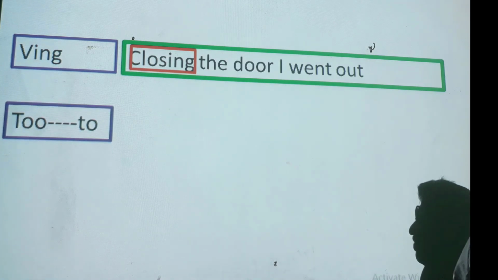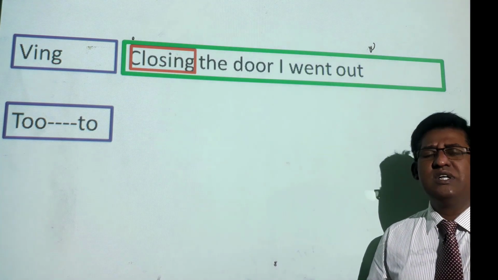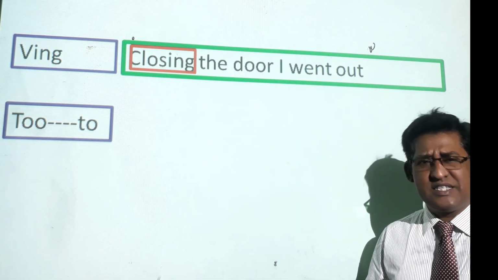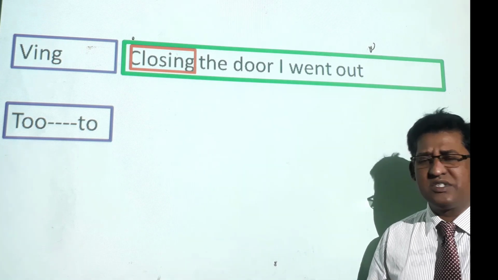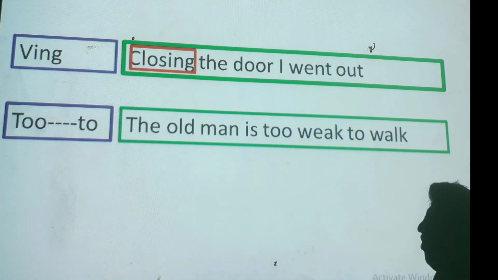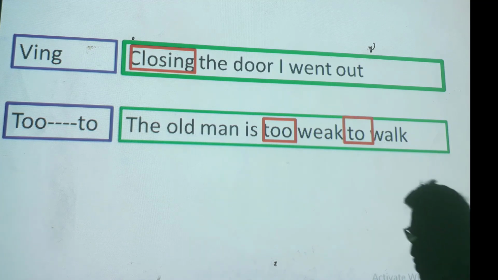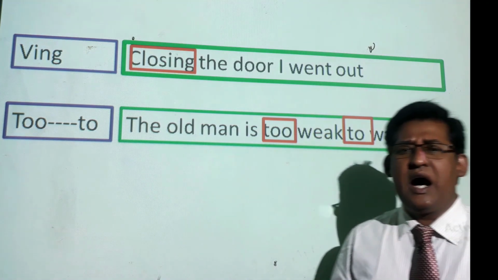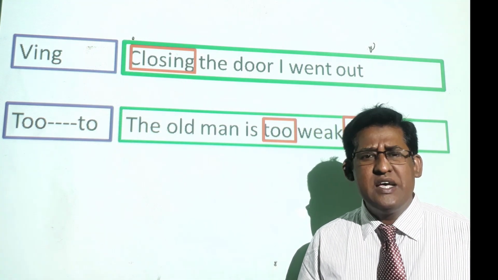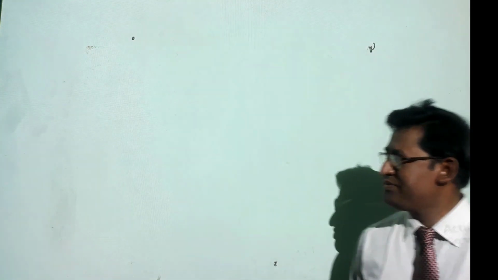Okay, when you will see "too" in a sentence, then you will think the sentence is simple sentence. The old man is too weak to work. In this sentence, "too," because we are learning how to identify simple sentence.